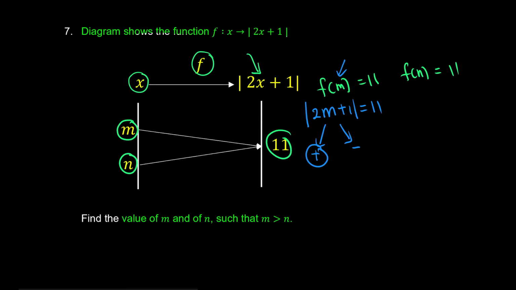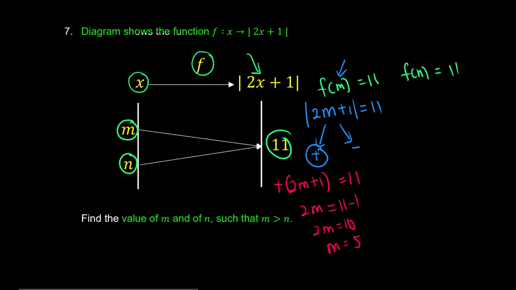So we have 2m plus 1. Positive means that we're going to do something like this. This is a positive case. So 2m plus 1, the plus 1 goes to the right hand side, becomes minus 1. So we have 2m is equal to 10. m is 10 divided by 2, which is 5.